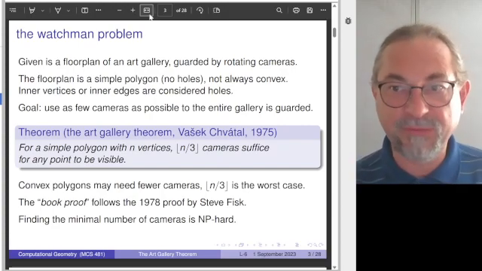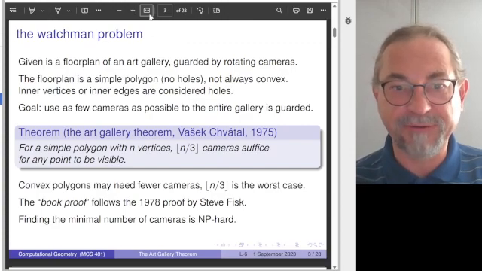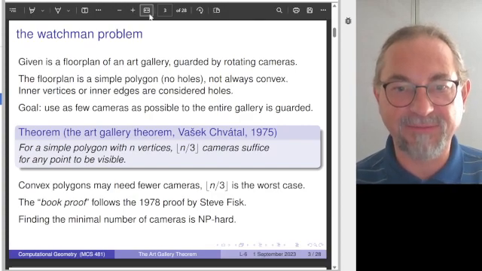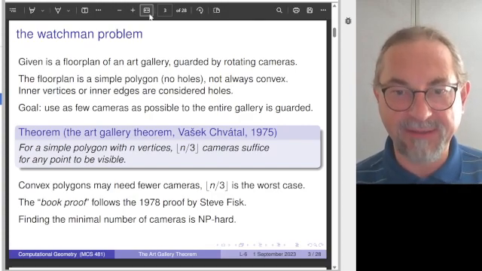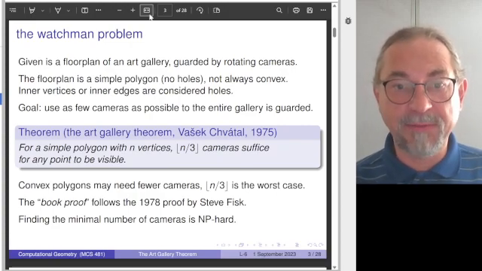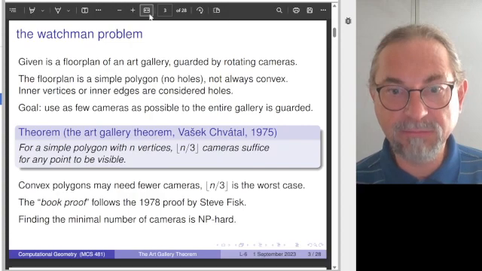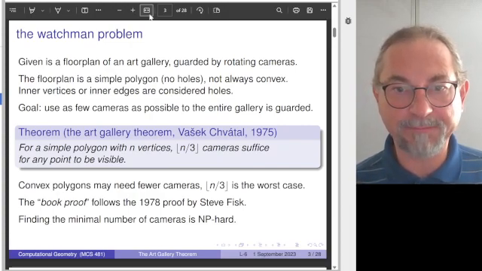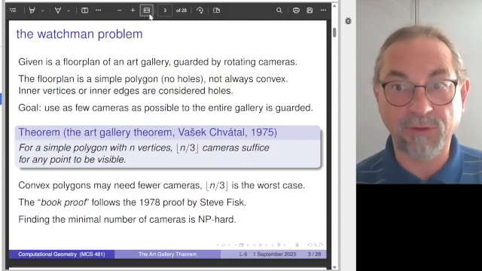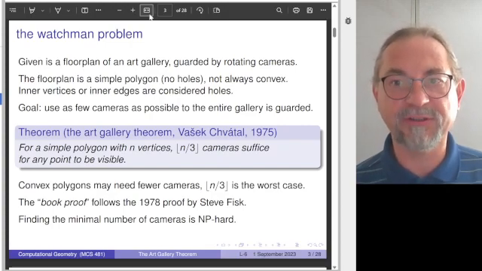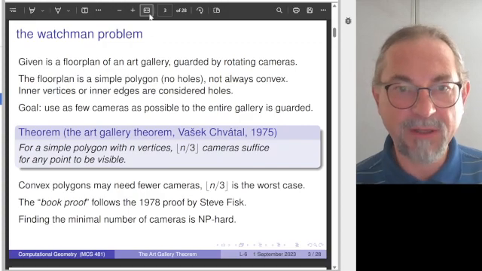The theorem was first proven in 1975, but there is a proof from the book that follows the 1978 proof by Fisk. Finding the minimal number of cameras that you need is not considered here. That is an NP-hard problem. We will see that the algorithm that we construct will actually be efficient. NP-hard might mean that there is not an efficient algorithm for it.